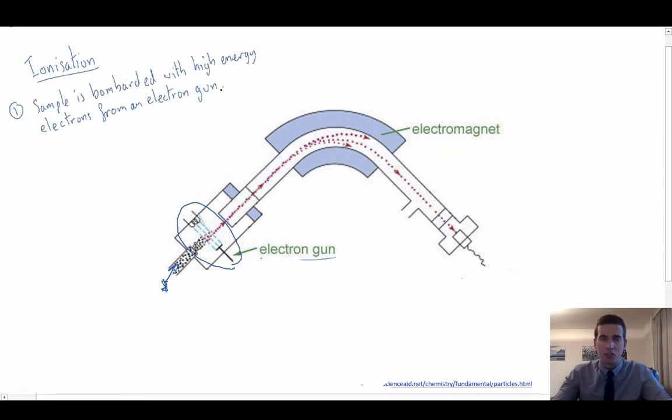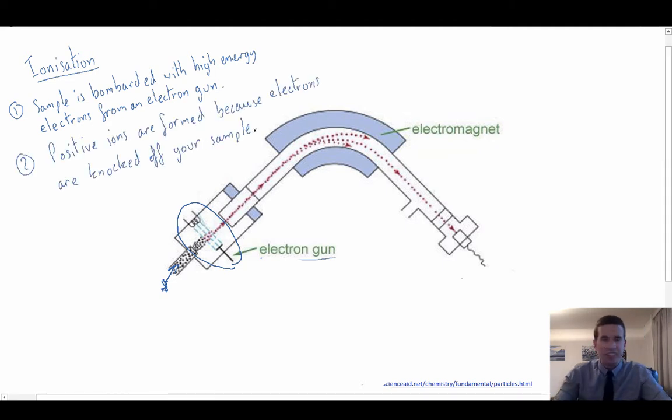Now the way this is described in mark schemes in general is that your sample is bombarded. Now this word just means repeatedly hit with high energy electrons from an electron gun. An electron gun is just something which fires electrons, okay? Now what is the point of hitting your sample with high energy electrons? Well, these high energy electrons knock off other electrons. These electrons have enough energy to actually remove electrons from your sample.